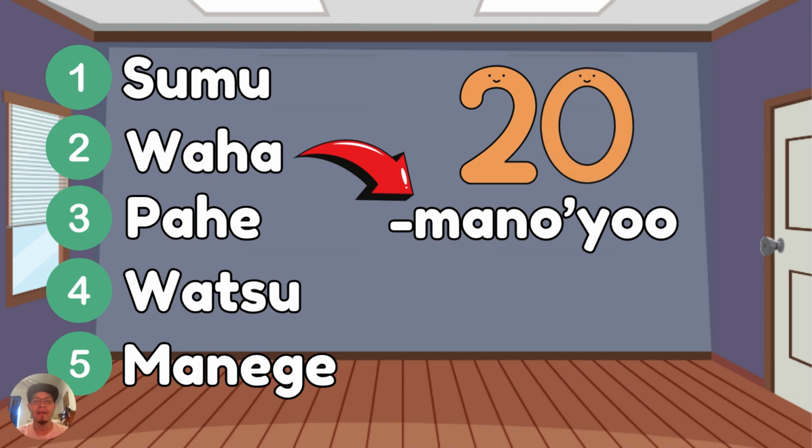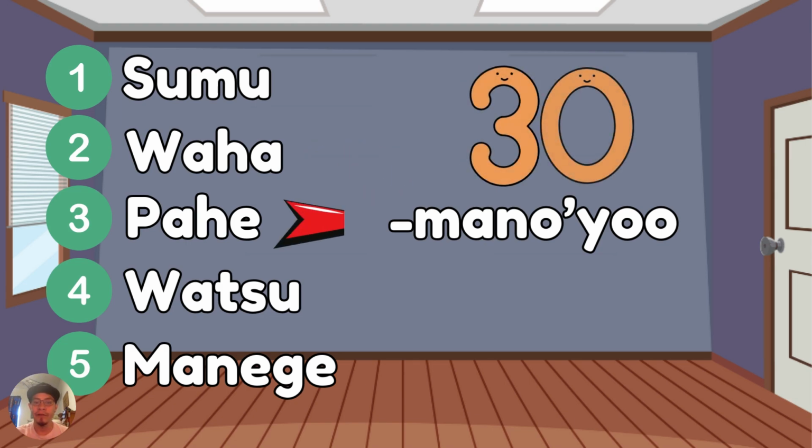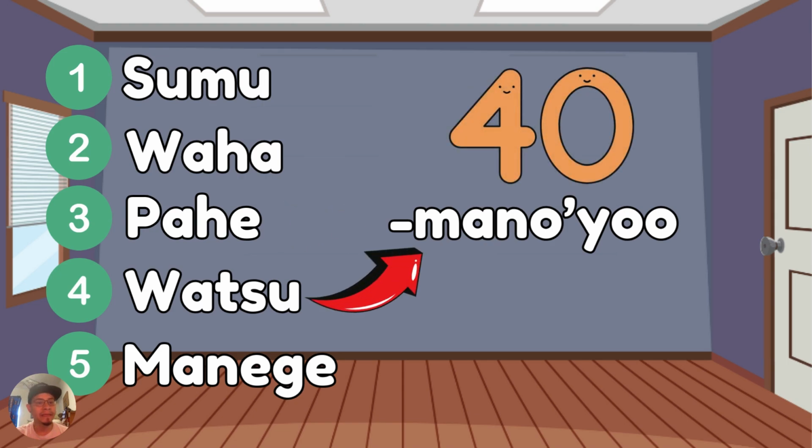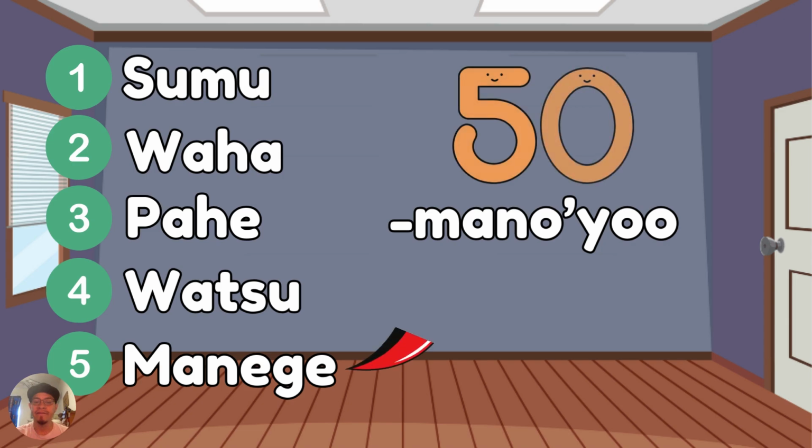20 is wahamanoyu. 30 is bahimanoyu. 40, watsumanoyu. And 50 is manigimanoyu.